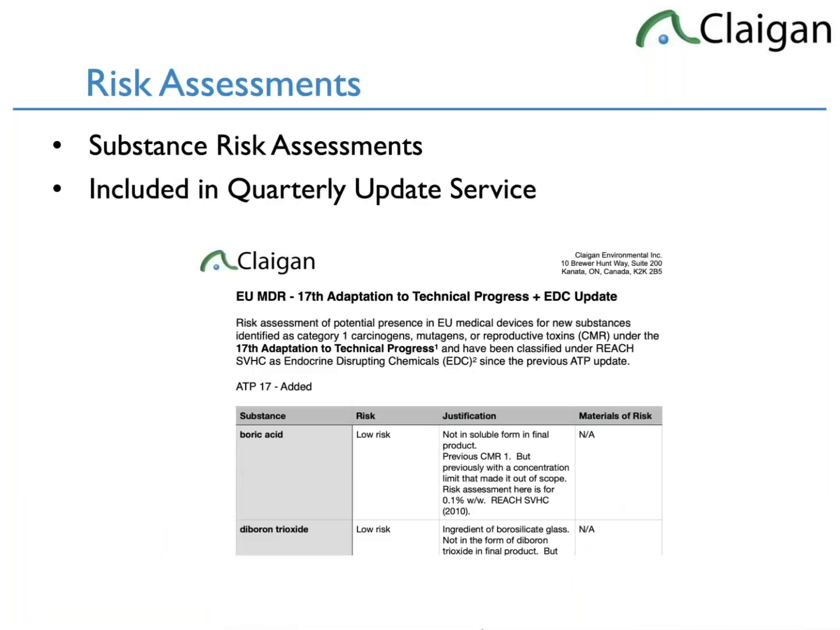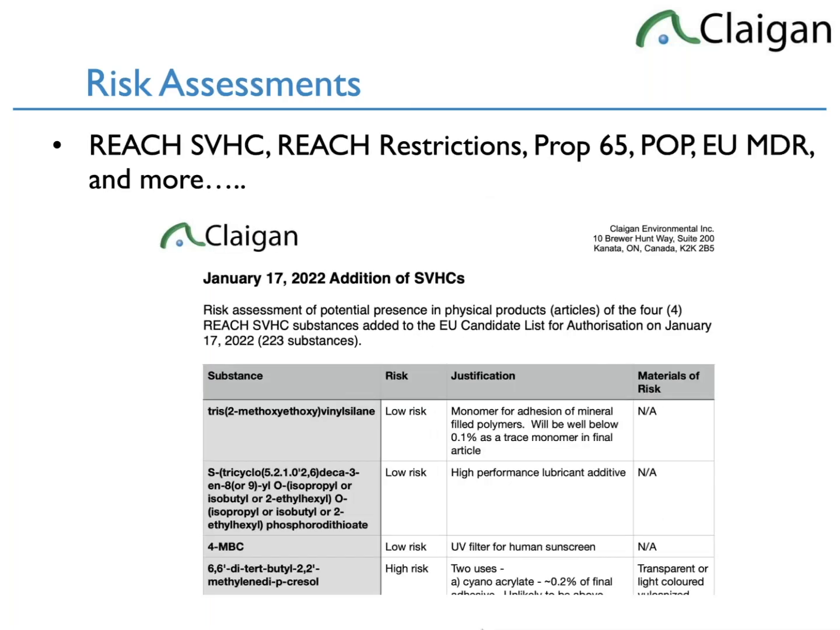So as part of that, you also get risk assessments for, say, the new substances, say an ATP update, adaptation to technical progress update for EU MDR, which changes the substance list. Here are the substances, here is how they apply to your products or not. They're low risk and this is why. And it could be MDR, it could be the new SVHCs. These are low risk in your products because of this reason. This one's high risk, but it's in these uses. So you're only really worried about these material types.